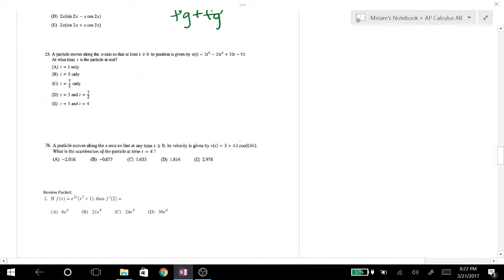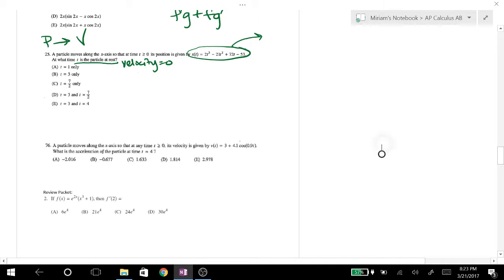Okay, so a particle moves along the x-axis so that at time t greater than 0, the position is given by this formula. And it's asking at what time t the particle is at rest. Particle at rest means the velocity is equal to 0. Now we know to get from position to velocity, we need to take the derivative. Since this is not a calculator section, we have to take the derivative by hand. No problem, we can do that. So let's take the derivative.